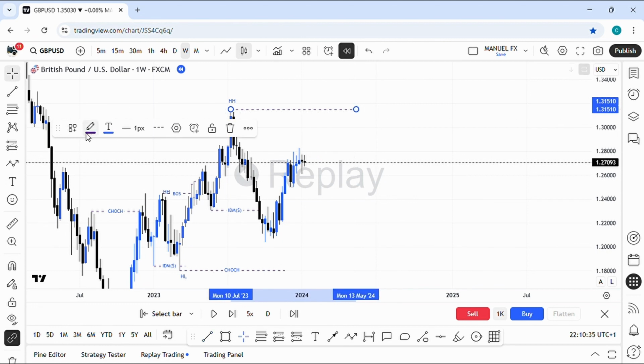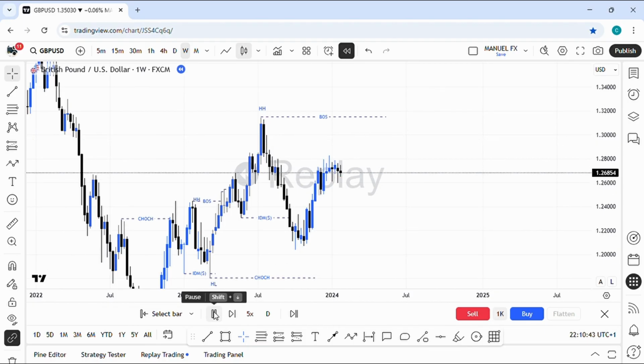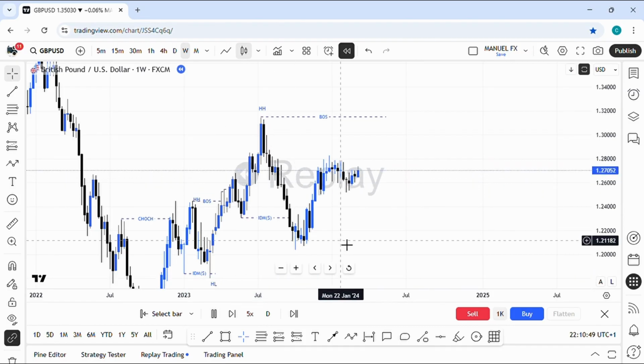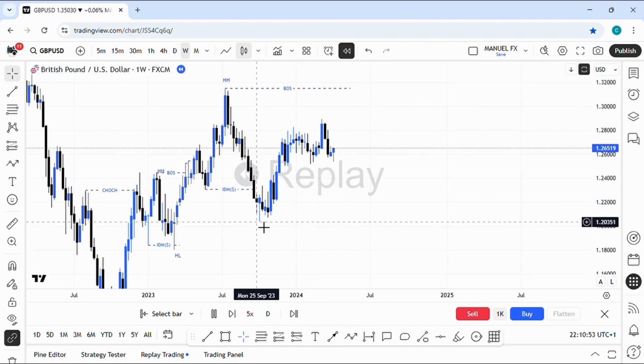Break of structure. It becomes our valid break of structure. Price breaks this high, it becomes our valid break of structure, and then we confirm this lowest part as our higher low.